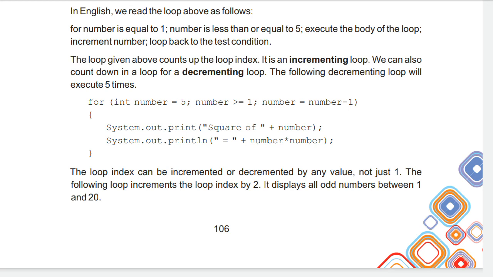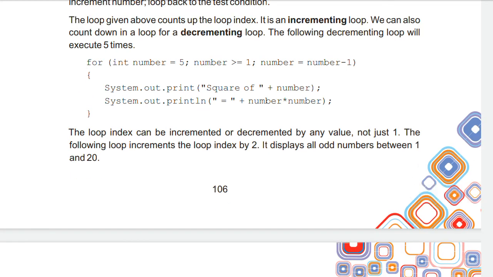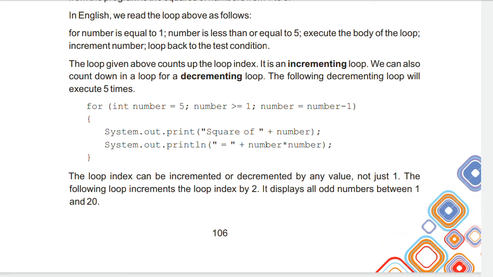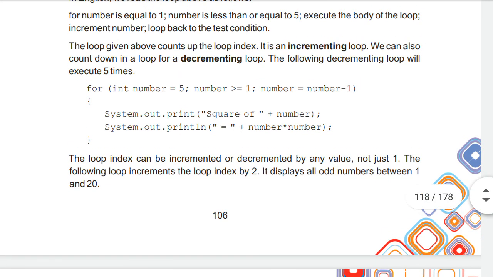So the loop index can be incremented or decremented by any value, not just 1. Here I have taken the example of 1, incrementing and decrementing by number 1, but it is not necessary. You can increment or decrement by any number, but it depends upon the output that you want to get.